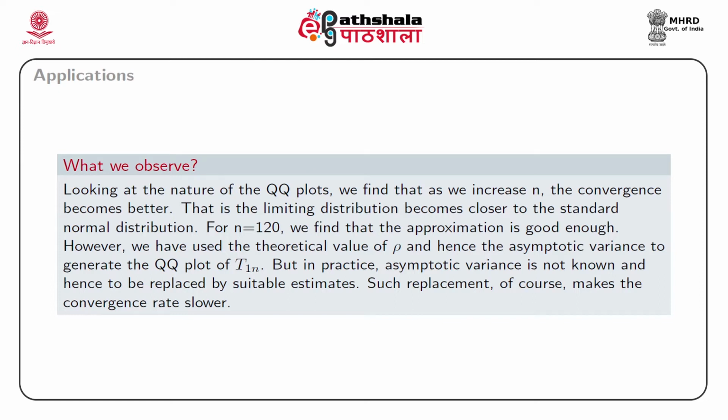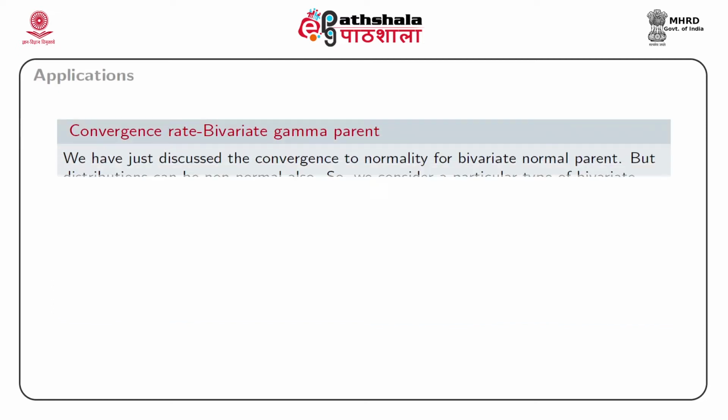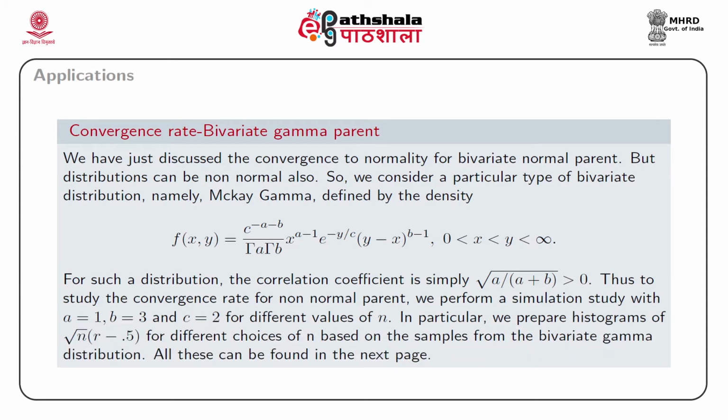Next, we consider a non-normal bivariate parent. That is, we use a bivariate gamma distribution. So, we have just discussed the convergence to normality for bivariate normal parent, but the distribution can be non-normal also.